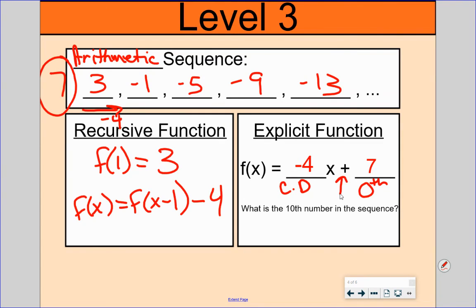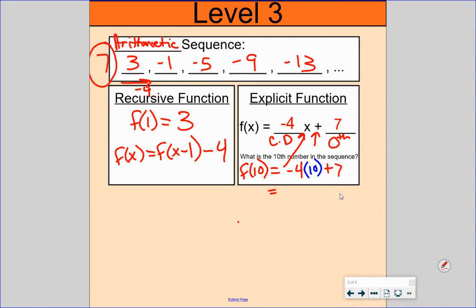Oh, now we need to find out what the 10th number in the sequence is. That means we are going to plug a 10 into our x right here, and we're going to have negative 4 times 10 plus 7. So our 10th term in the sequence is going to be, let me expand this page a bit. Negative 4 times 10 is negative 40, plus 7, we're going to have negative 33. That will be our 10th number in that sequence.